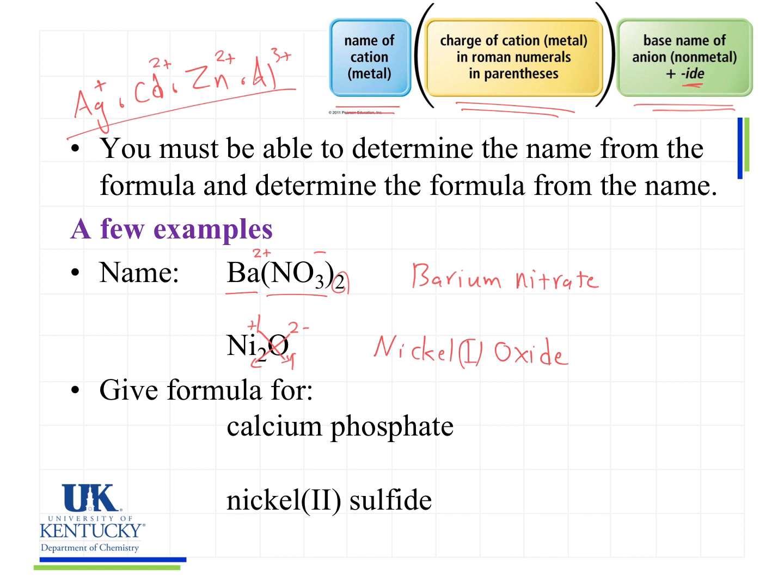Okay, so how do we write the formula for when we have the name? So again, you have the name of the cation and name of the anion. Always when you're writing the formula, first write it with a charge and then try to balance the charge, and then erase the charges. Okay, so we have calcium. What is the charge of calcium? Calcium is in group 2, so it always has +2 charge.